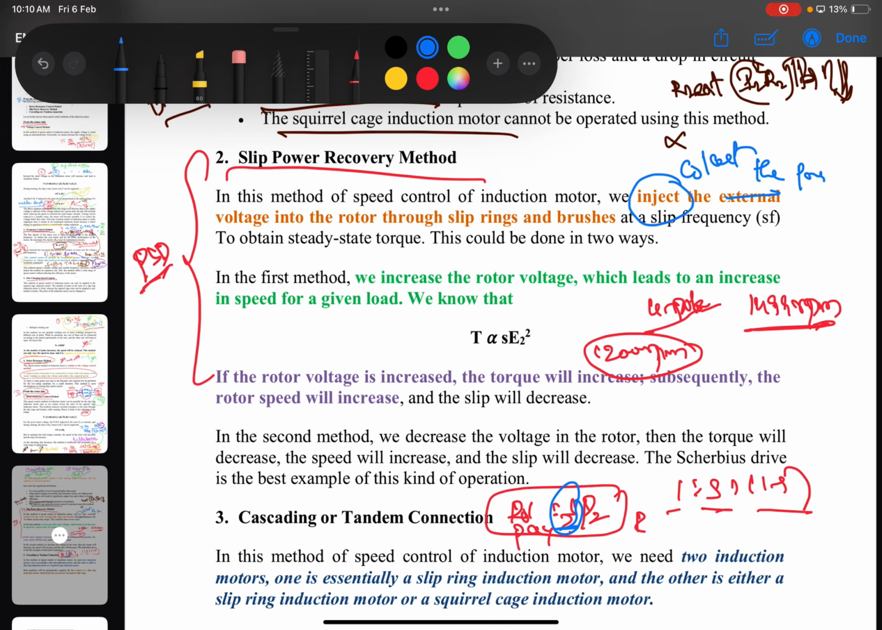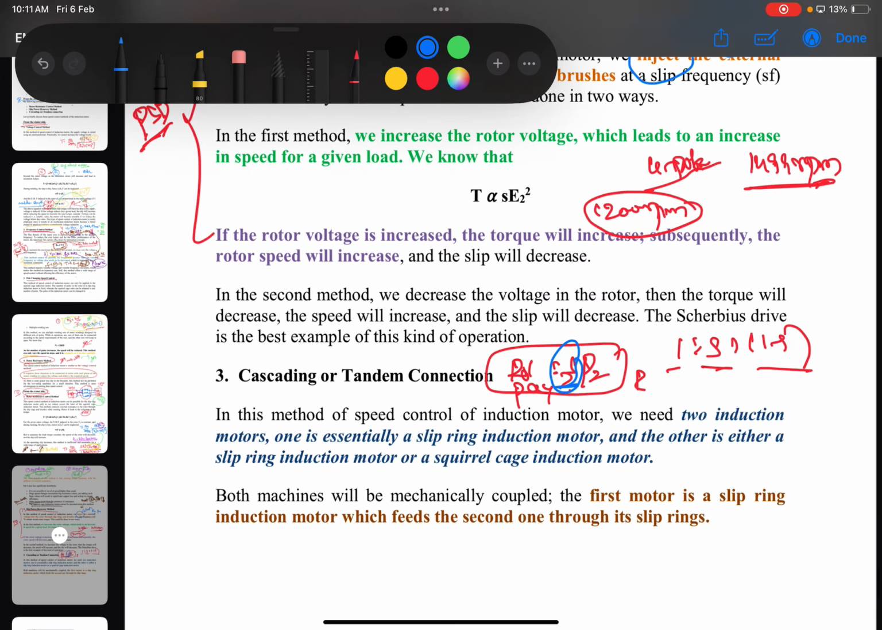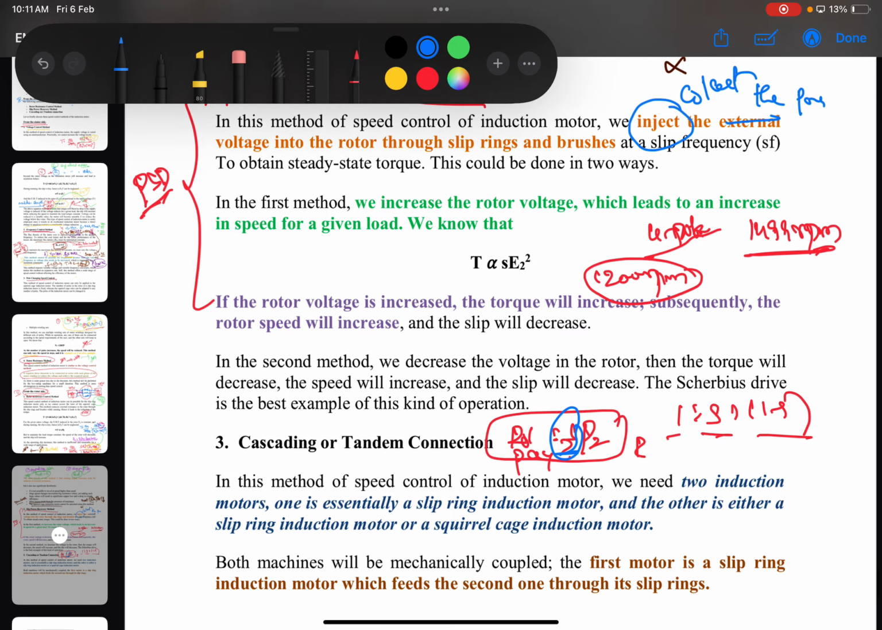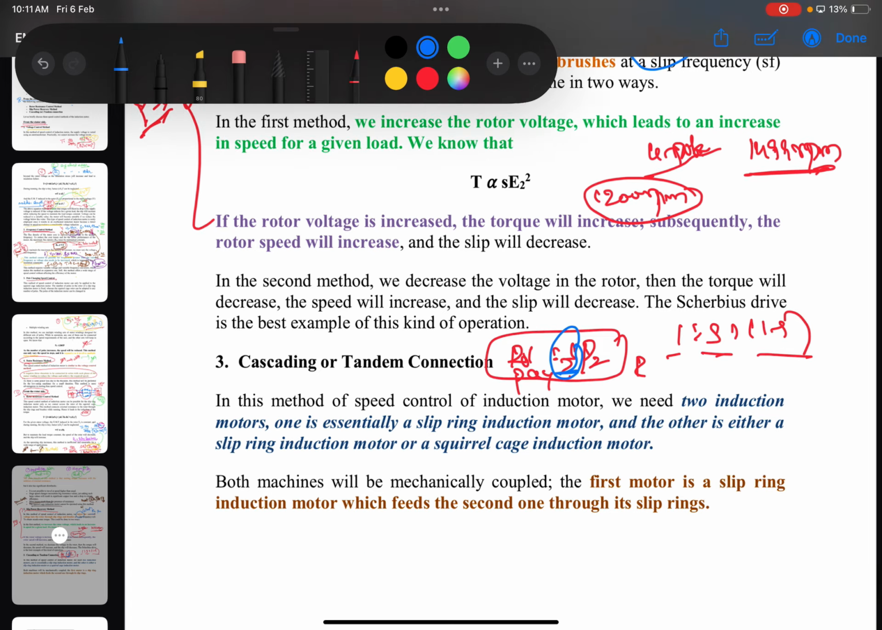Let's try to write it down in short here. In the induction motor, slip power recovery concept takes place. In the induction generator, power is injected to the rotor circuit. For both cases, power is injected to the rotor circuit, and ultimately you are going to control the speed.